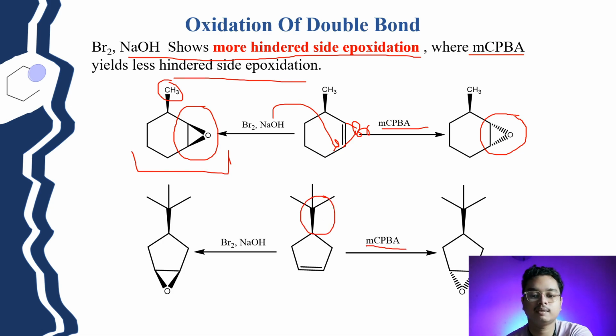For a similar reaction, here the bulky group is present. So in the presence of MCPBA, the lower side epoxidation takes place to avoid the steric repulsion. However, in the case of Br2 NaOH, the same side epoxidation is observed because of the reaction mechanism that I already discussed.